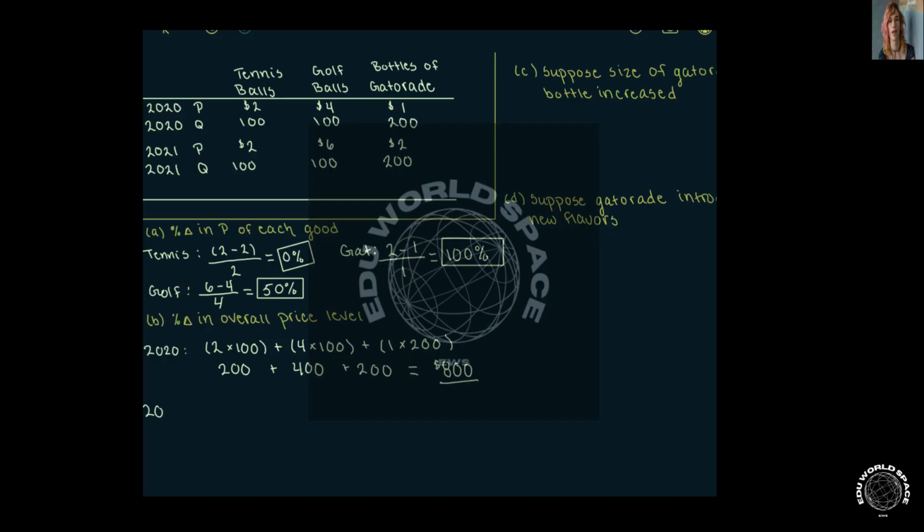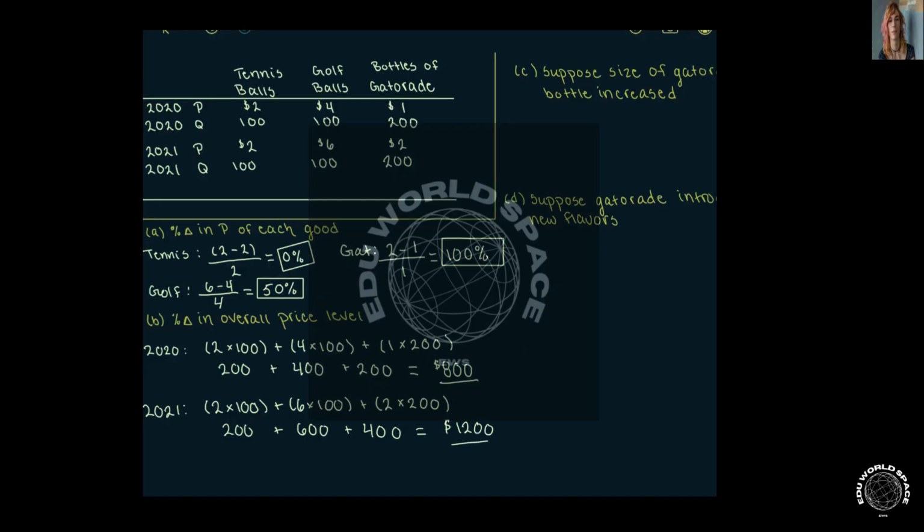But let's now calculate the cost of our 2021 market basket, which we calculate the same way we did for 2020, but now we're taking into account our 2021 prices and quantities. So we have 2 times 100 for tennis balls, 6 times 100 for our golf balls, and plus, for our bottles of Gatorade, we have 2 times 200. Let's simplify this, which gives us 200 plus 600 plus 400. Gives us a cost of our market basket equal to 1,200.